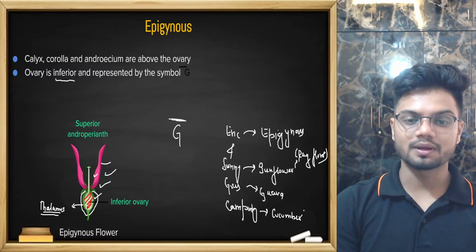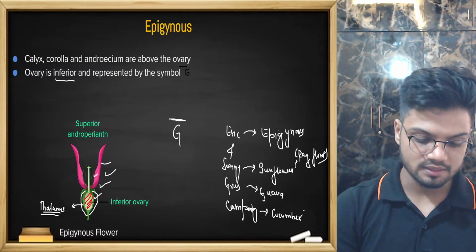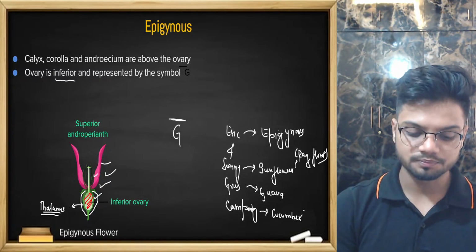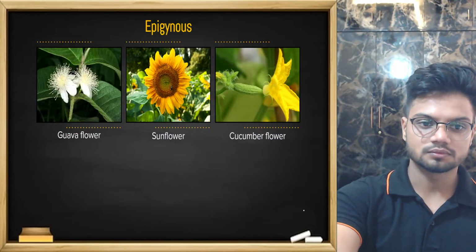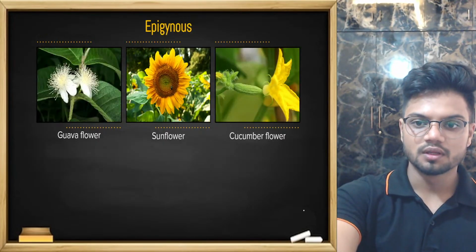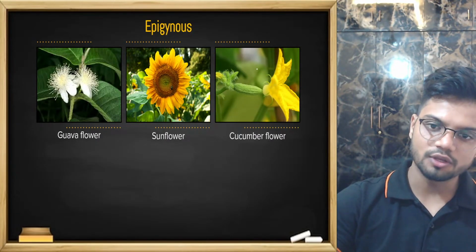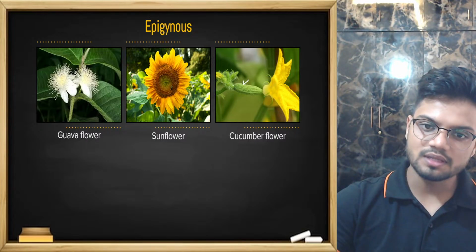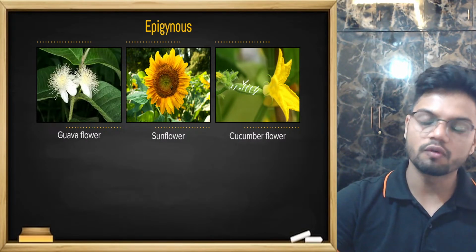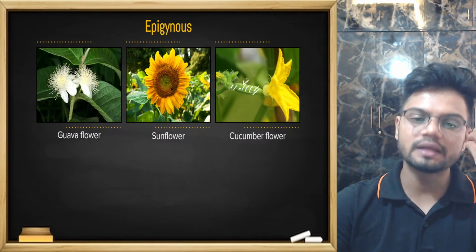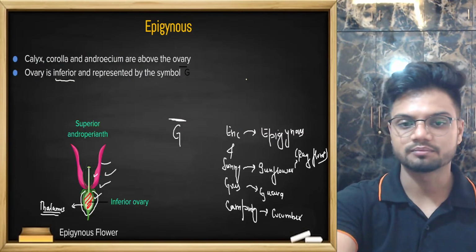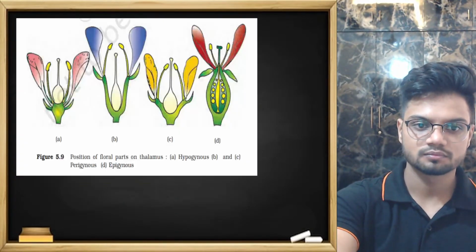Sunflower, guava, and cucumber are three different examples of epigynous condition. Clear? Can you see here in this diagram? The thalamus is completely covering the ovary on the inside. The ovary is present on the inside. It is completely covered here. If you look at this diagram, see here.